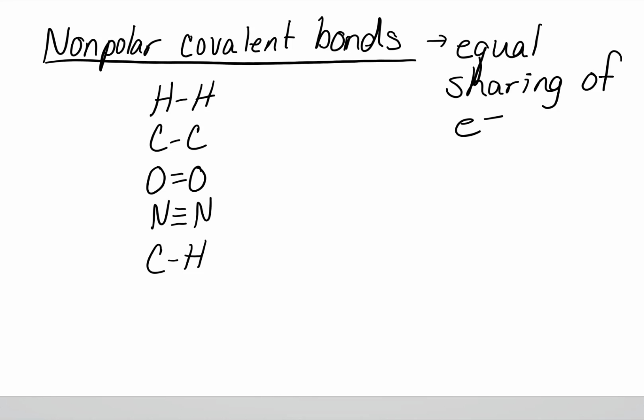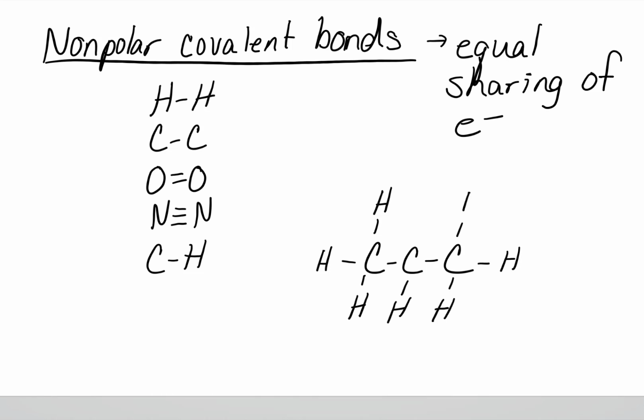And we can look at an example of this. I'm just going to create what I'm going to call a carbon skeleton. A carbon skeleton is when you have several carbon atoms all linked together by covalent bonds. And if I fill in the valence shells of each of these carbons with hydrogens, this would be a nonpolar molecule.